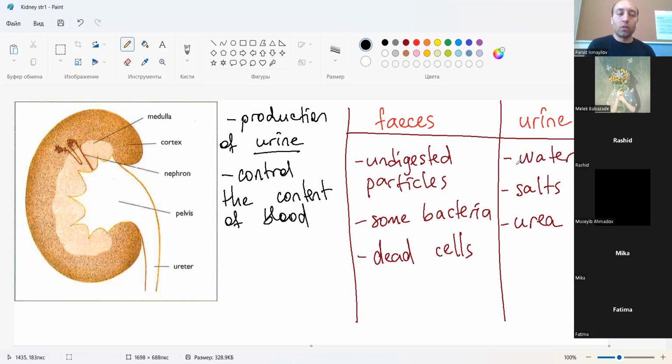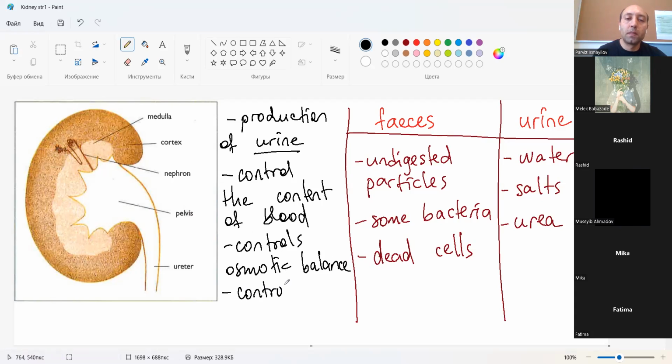They need to be at a needed level. So the kidney, by removing all unneeded parts, controls the content of blood, controls the pressure, and controls the osmotic balance. You know that osmotic means it is related with water, so it controls water balance. And also, it's related with excretion. But the control here is not direct, because directly in our body, control is related with the nervous system, with the brain. But the brain works with the kidney in this function.